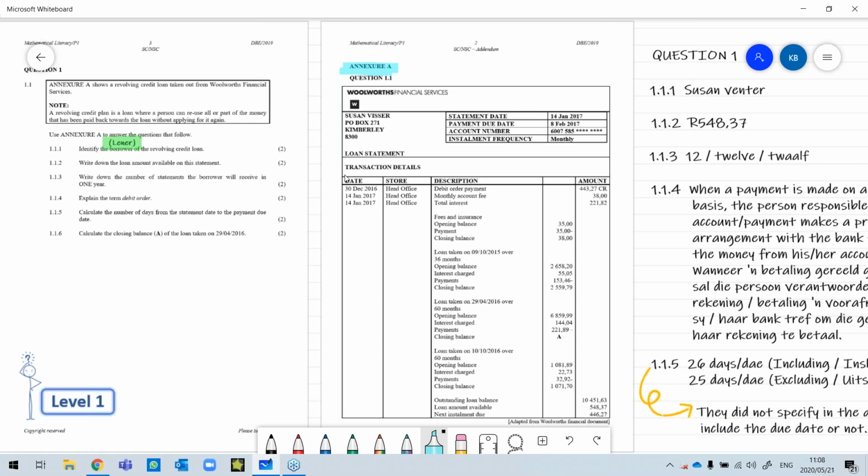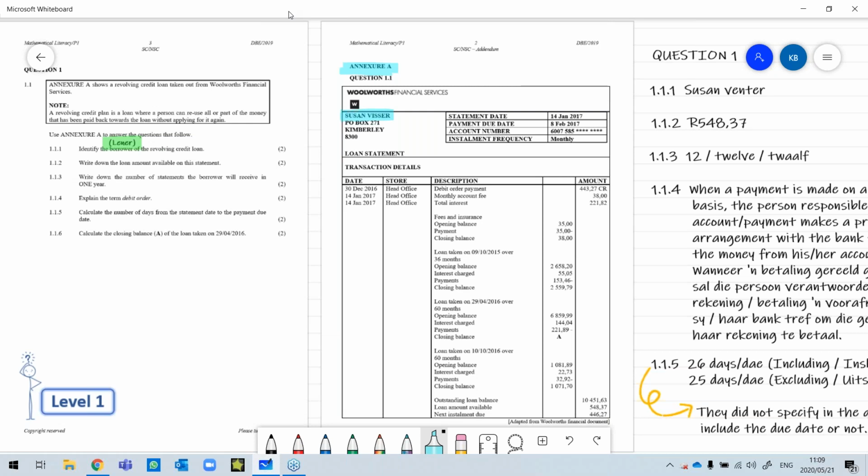Question 1.1.1. Identify the borrower of the revolving credit loan. So die persoon wat die geld gaan leen, identify that person. So if we look on the financial service plan that has been provided, we can see here, Susan Visser.